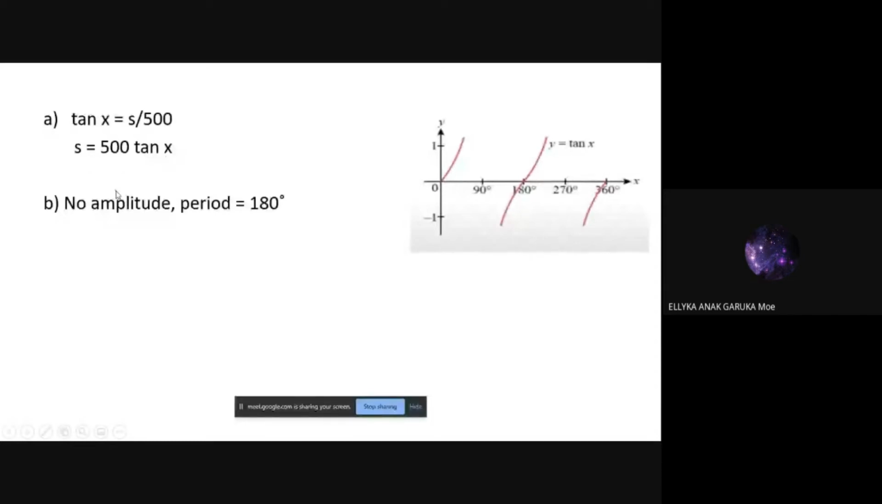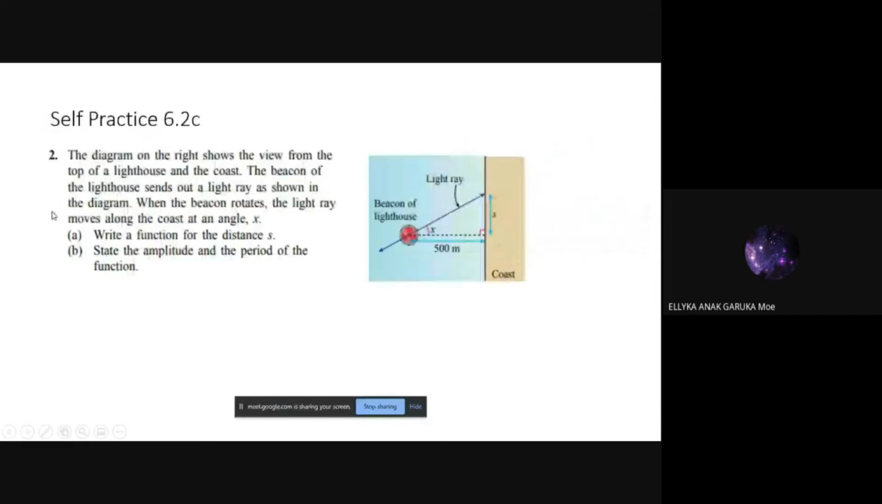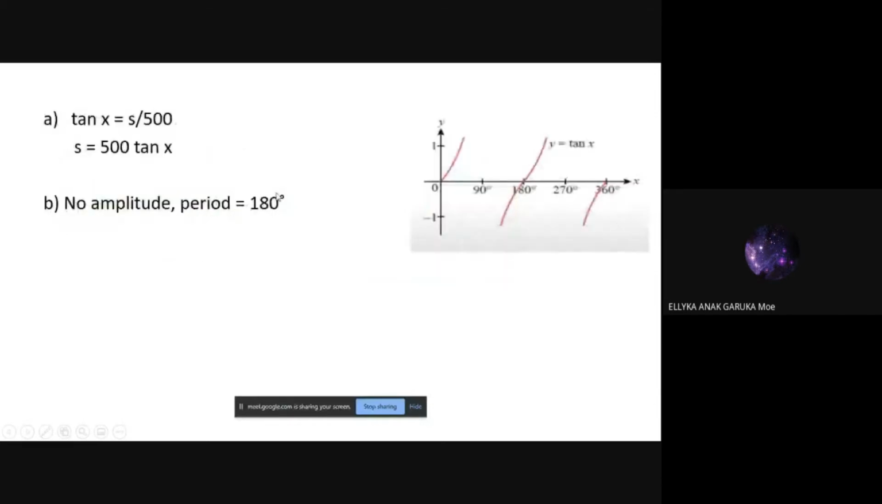For question B, it asks about amplitude and period. As we know, for the tangent graph, there is no amplitude, and the period is always 180 degrees for the graph. That's all from me.